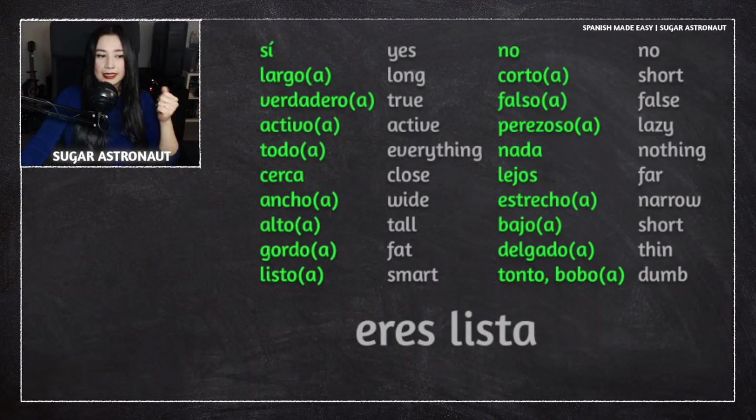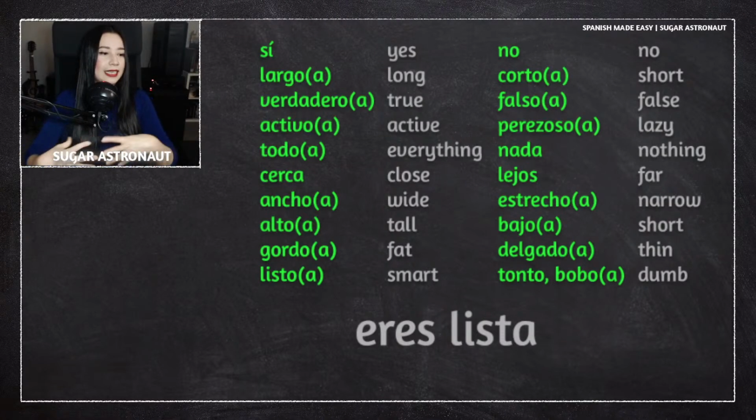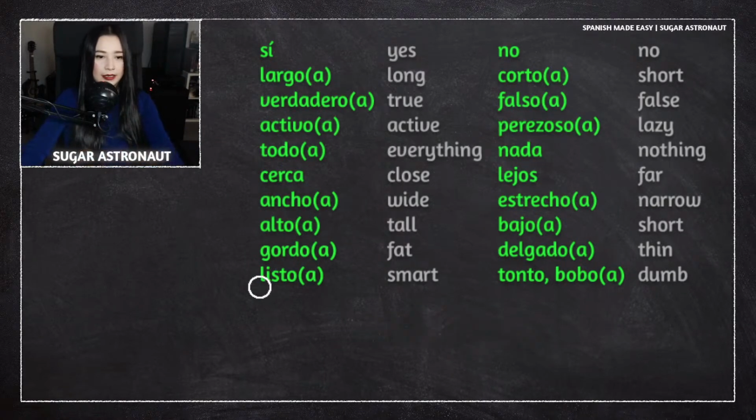Inteligente means intelligent. Okay, yes, that's a good point. Listo is more like smart. You're smart. Even though they're very similar, those two words, the literal translation of intelligent is inteligente. Listo means smart. Okay, excellent.